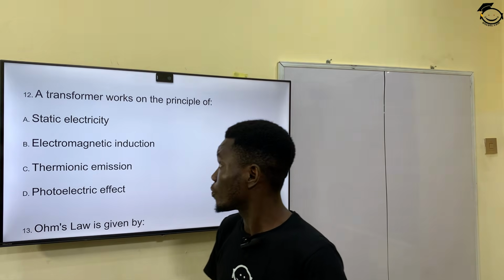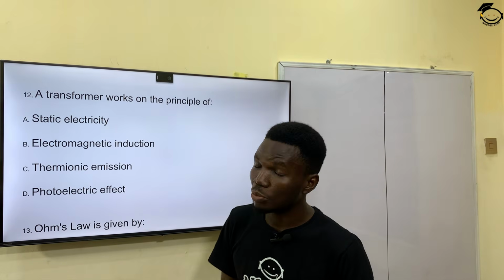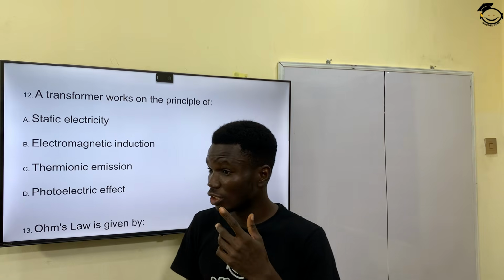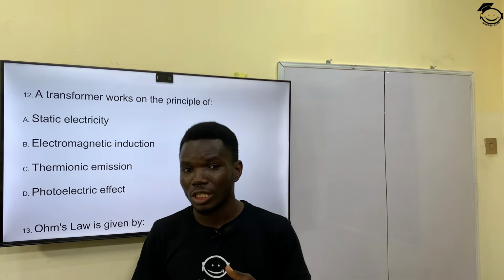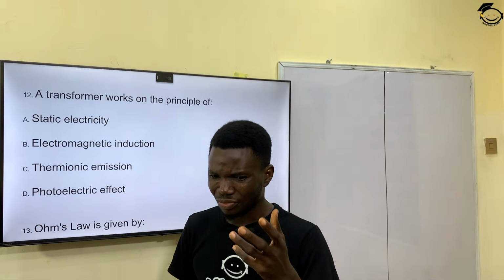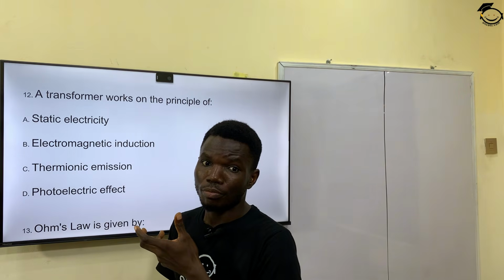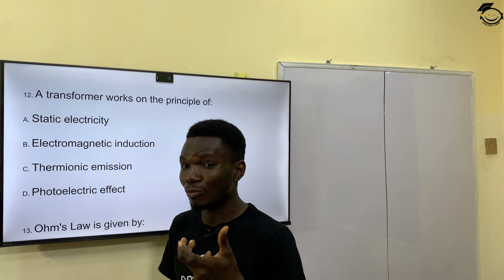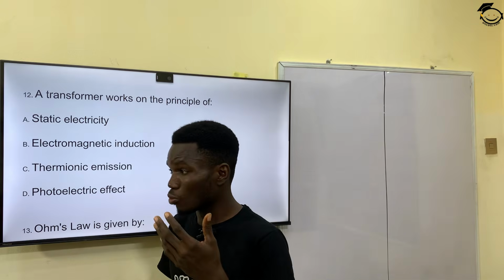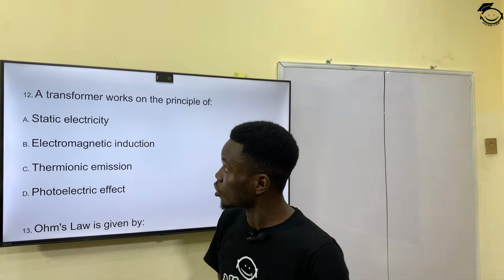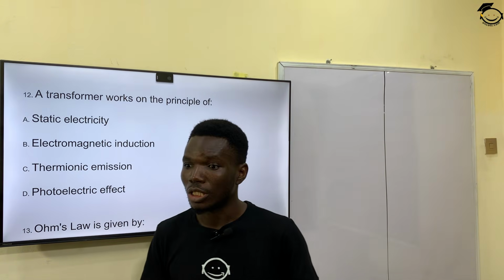That takes us to question number 12, which says a transformer works on the principle of dash. A transformer works on the principle of electromagnetic induction, which is simply the transfer of electric energy between coils through a changing magnetic field. So when the coil changes the magnetic field and there's transfer of electric energy, it is what is called electromagnetic induction, and that is the principle by which a transformer works. So the correct answer to that question is option B.